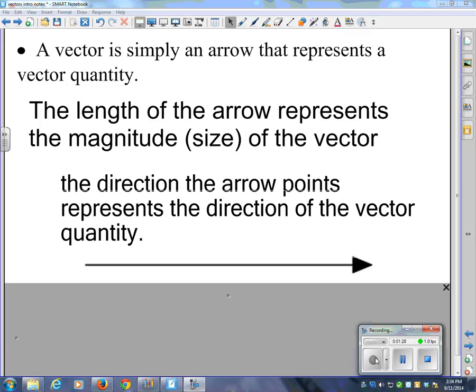Now, people quite often, later in the course, and even in grade 12, say to me, I don't know what magnitude means. The magnitude just means the size, how big it is. And the direction that the arrow points represents the direction of the vector quantity. No big surprise there.